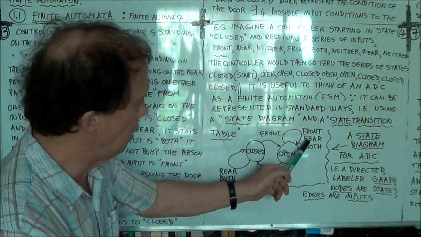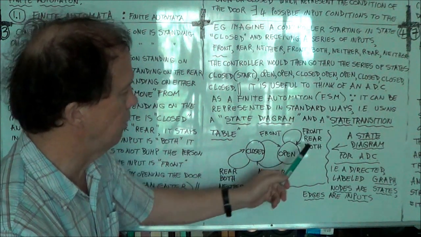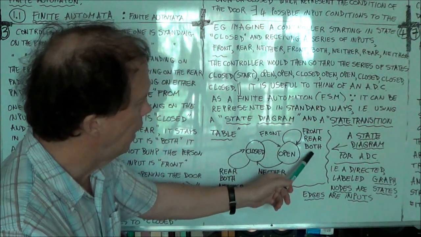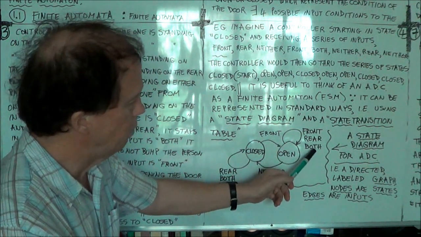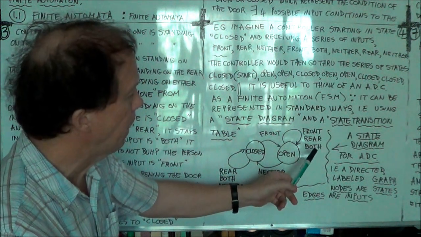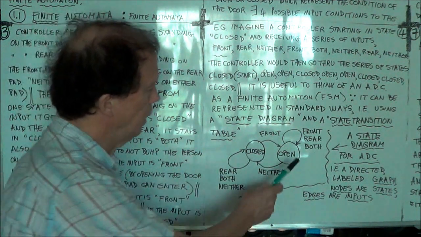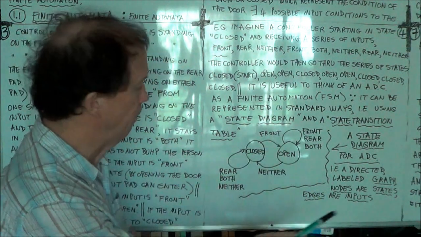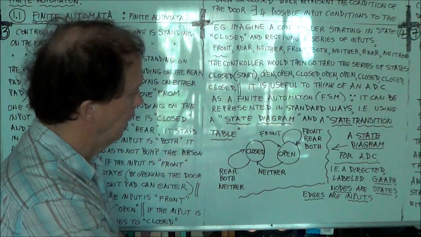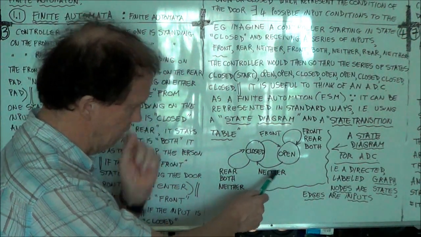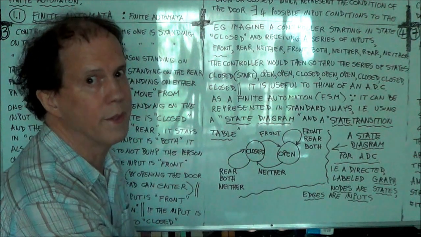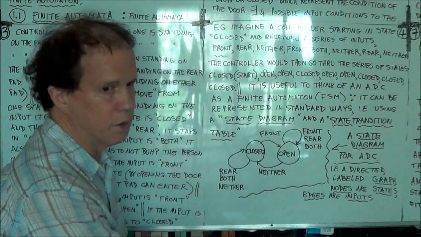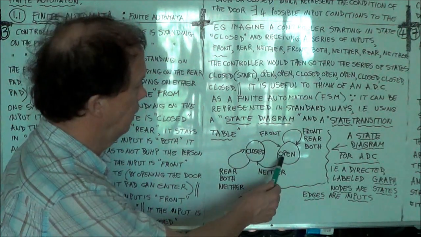Or if you're in state open and an input signal rear comes in, well, again, don't do anything. Just stay in state open. And if you're in state open and an input signal both comes in, again, just stay where you are. So if you're in state open and any of these three input signals comes in, stay in state open. Now if you're in state open and the neither signal comes in, so nobody's on the plates, on the pads, well then you should shut the door, right? Conserve energy.